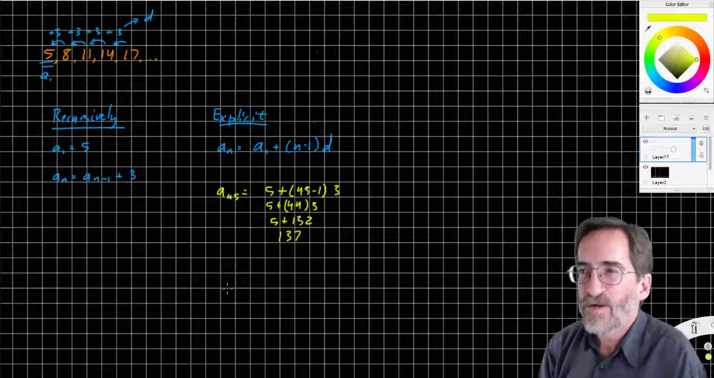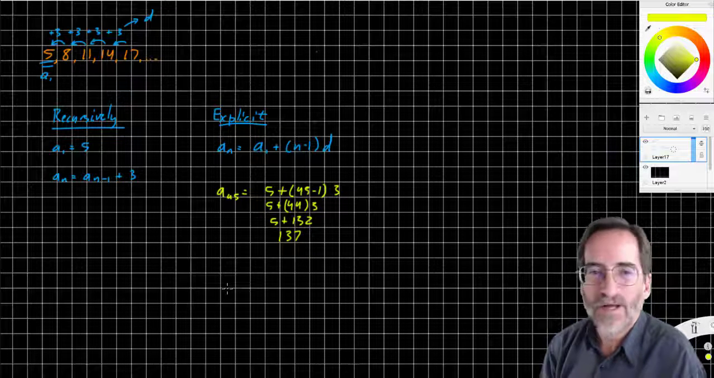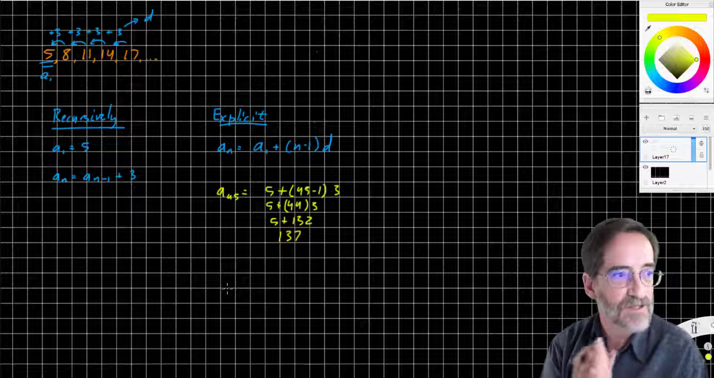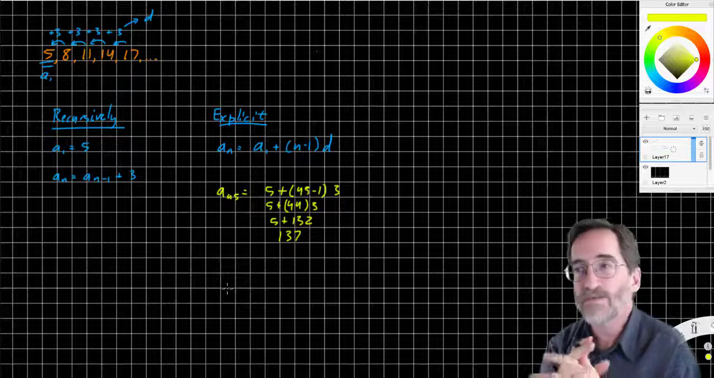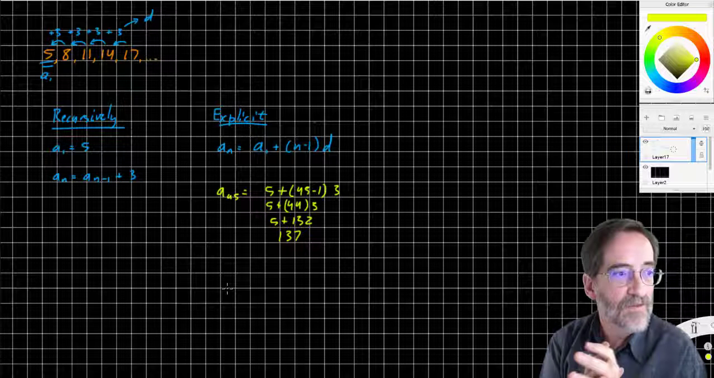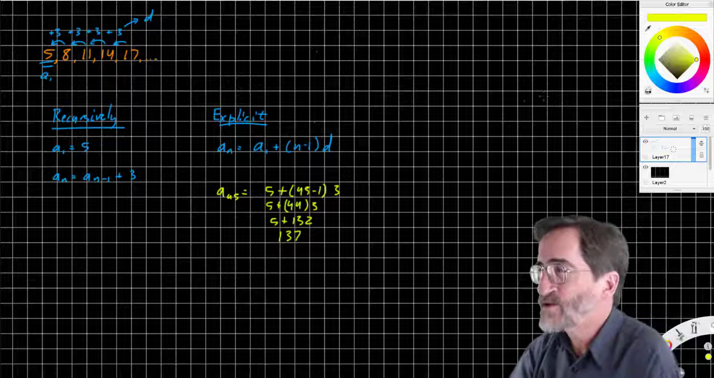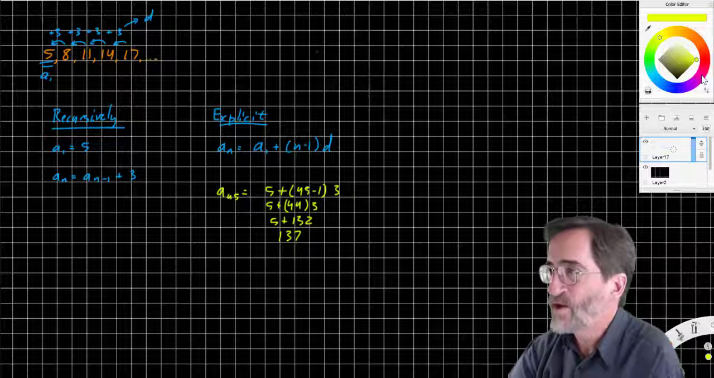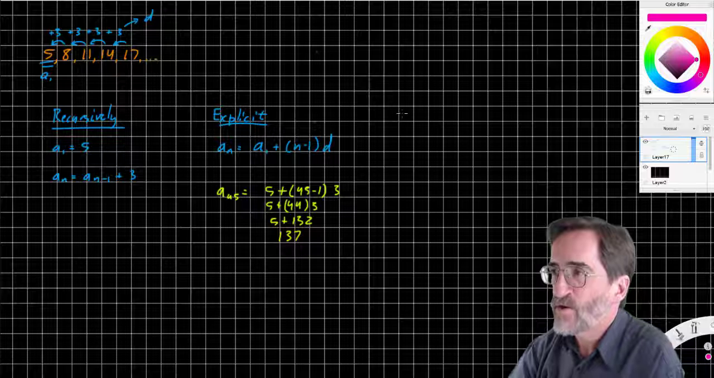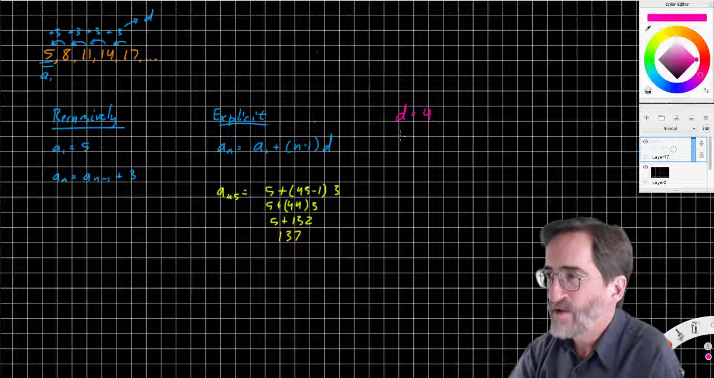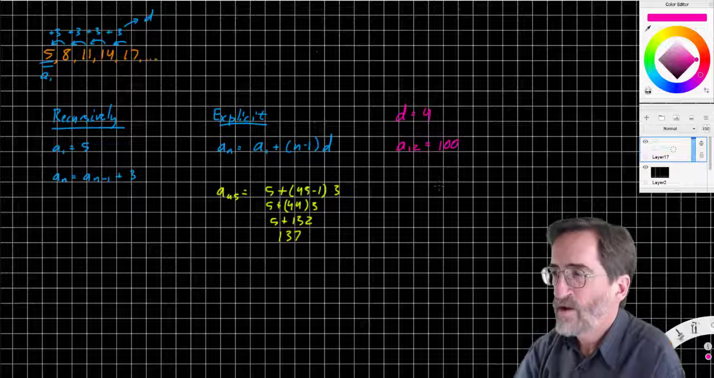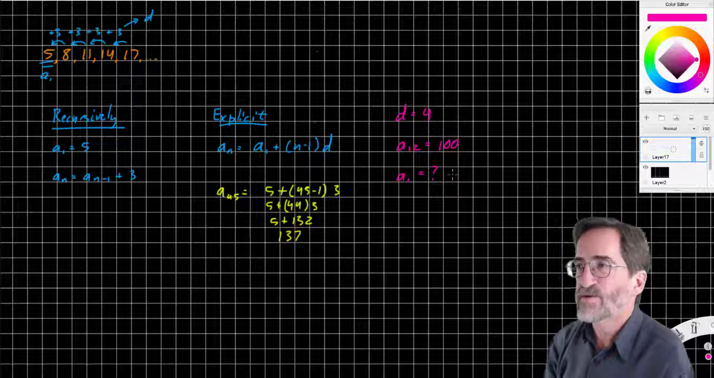All right, so we can use that. You're going to be asked to find a specific term and find the nth term of an arithmetic sequence. We just did that. Find the first term of an arithmetic sequence given another term and a common difference. So let's work our way backwards. Let's say we know the common difference is 4, and the 12th term is 100. What is the first term?